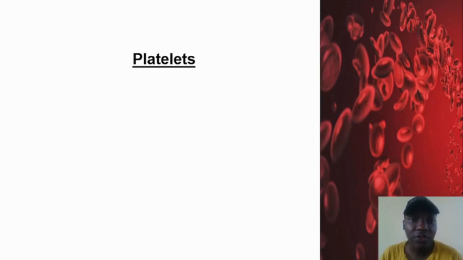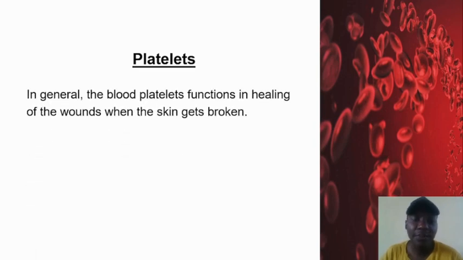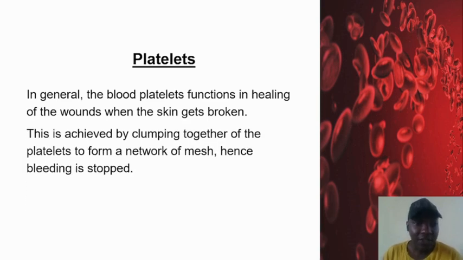So that's clear in terms of the uses of the platelets. In general, the blood platelets function in healing of wounds when the skin gets broken. So you can simply say that the main function of the platelets is to enable healing when there are wounds, or when the skin gets broken. Now, this is achieved by clumping together of the platelets to form a network of mesh. Hence, bleeding is stopped.